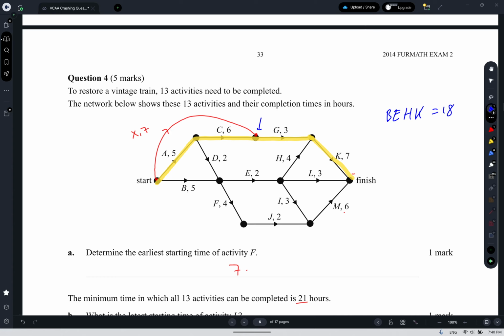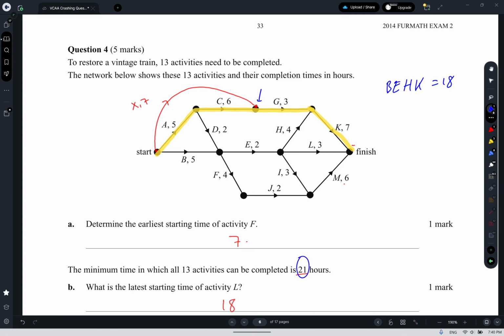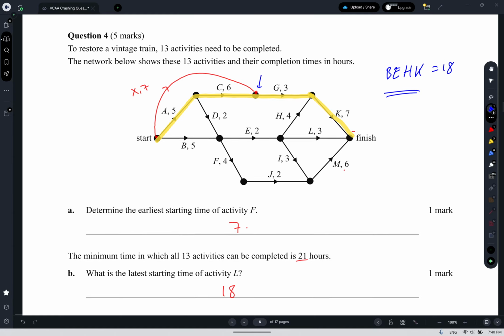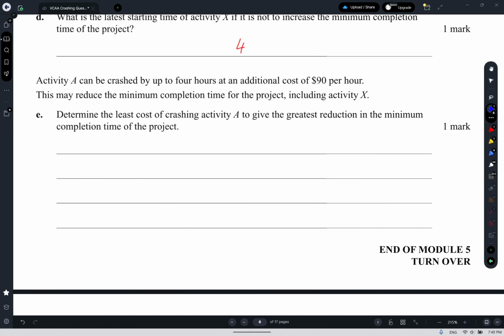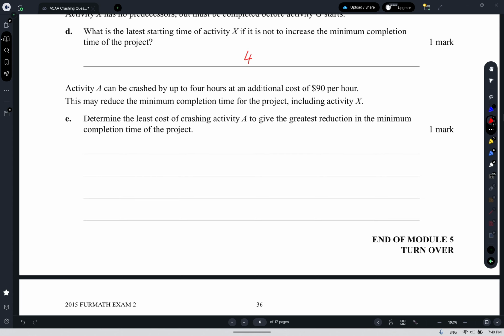So the most I could reduce my critical path of 21 down to is 18, because I can't reduce this 18 because only activity A may be reduced. So reducing it down from 21 to 18, I would reduce A by 3 at a cost of 90 per hour, is going to cost me 270. And that's it for that question.